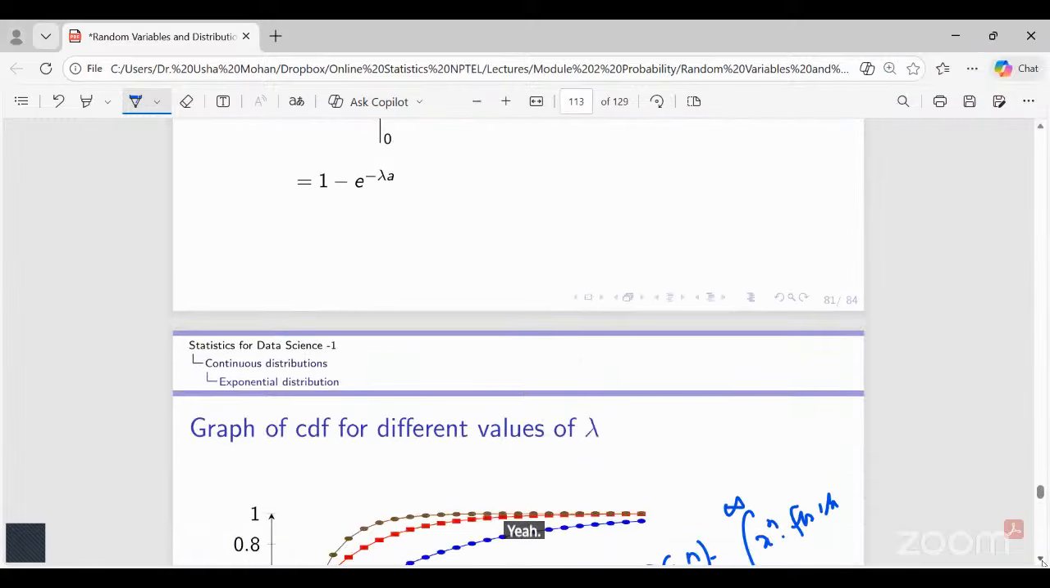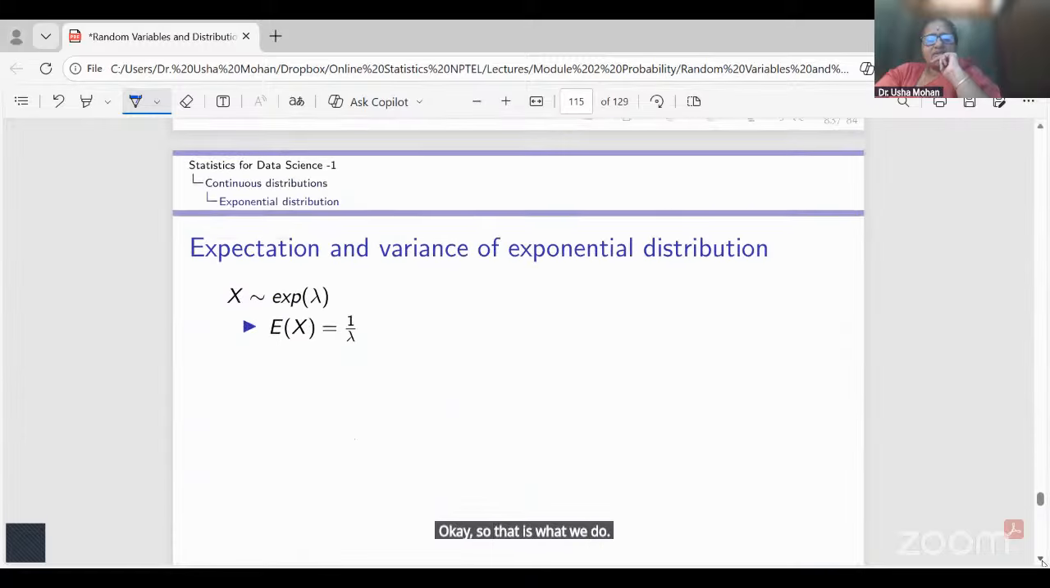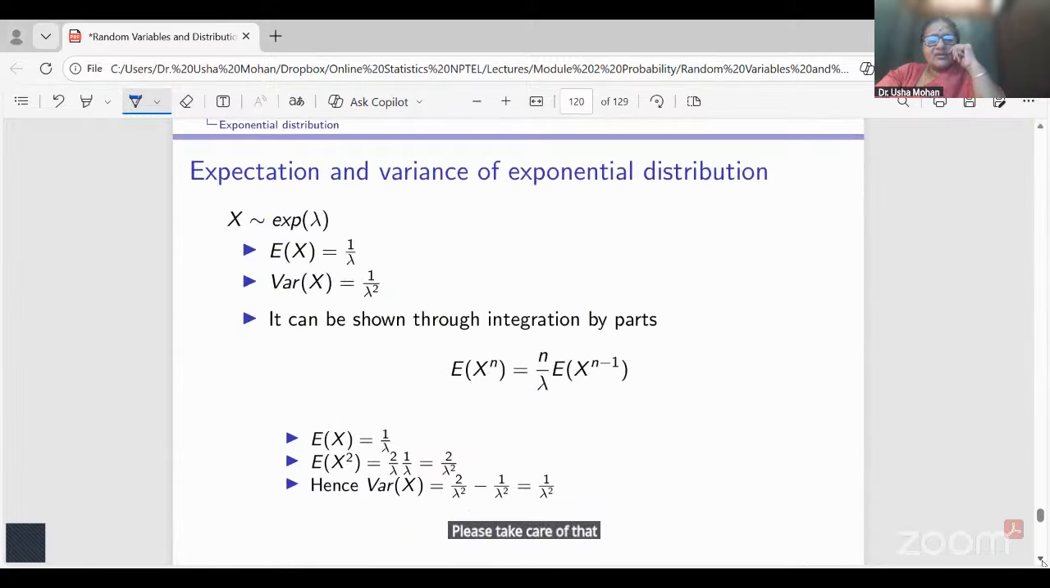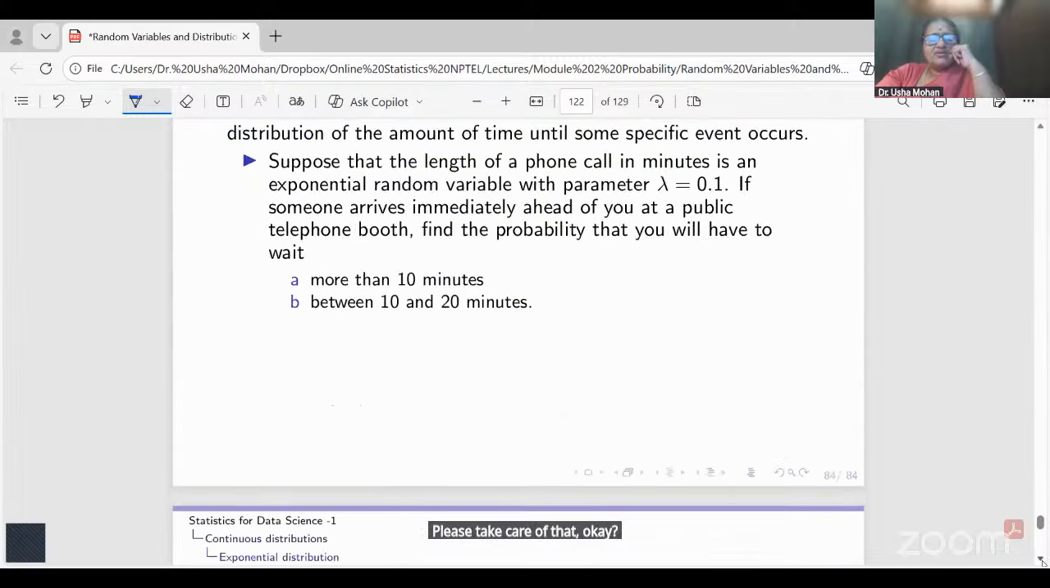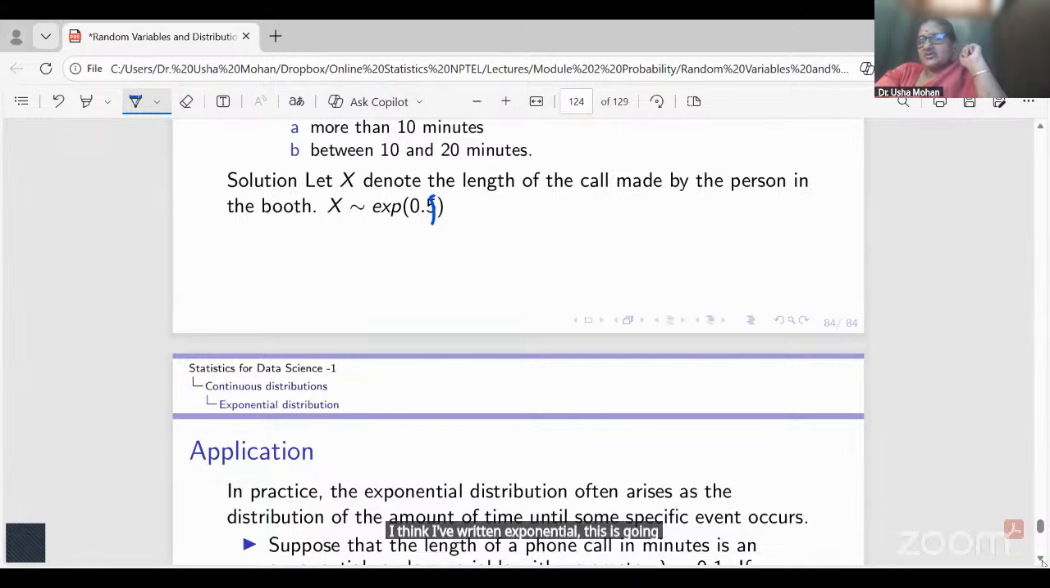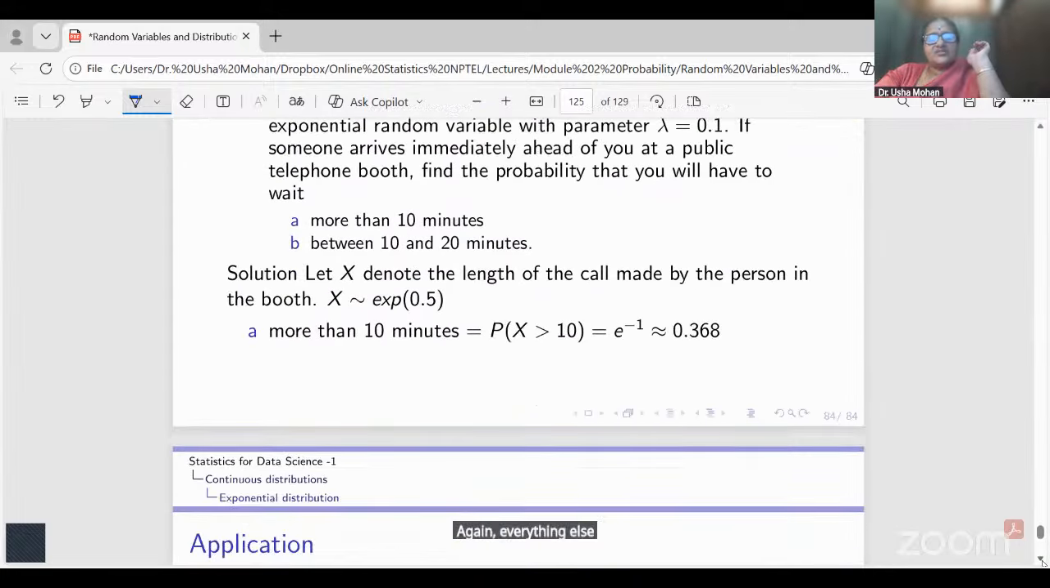Okay, so that is what we do. I think there is a typo in my notes. Please take care of that. When I do that, I think I've written exponential. This is going to be 1. Okay, and everything else is fine.